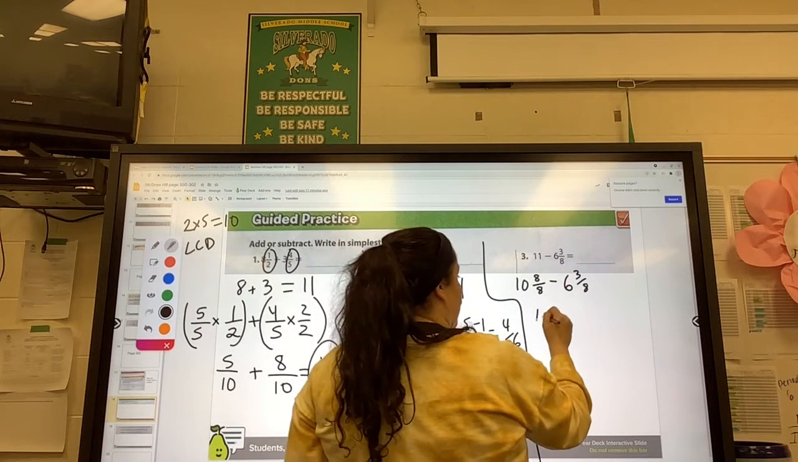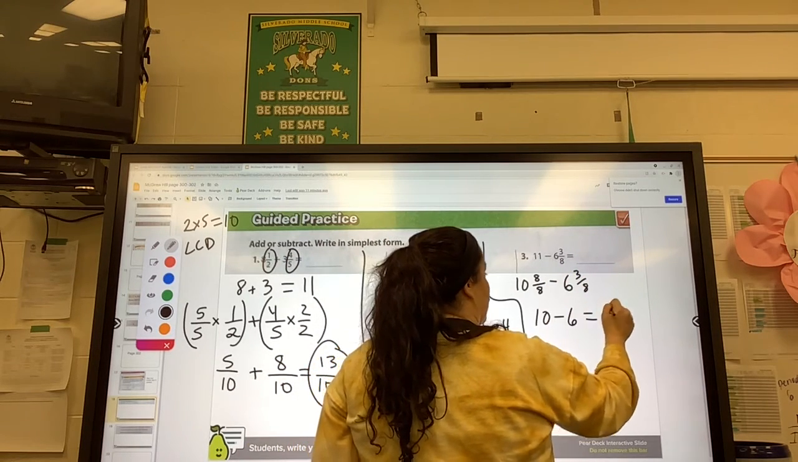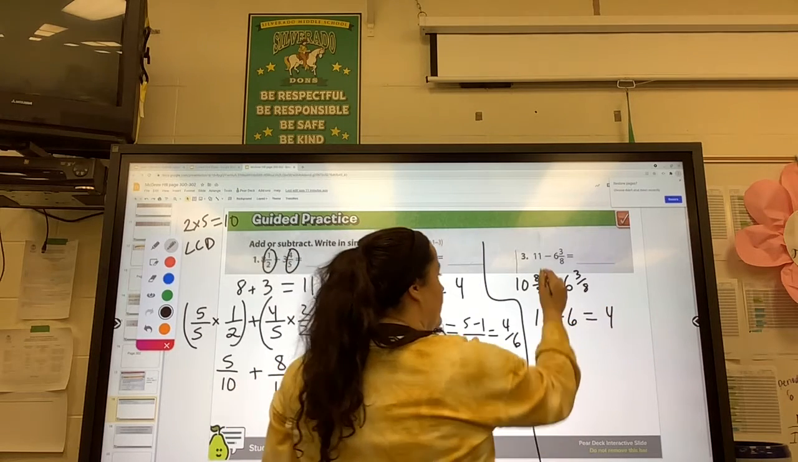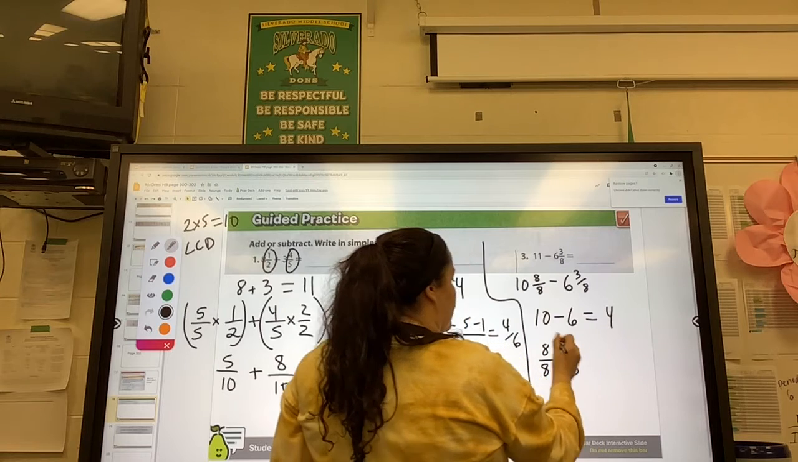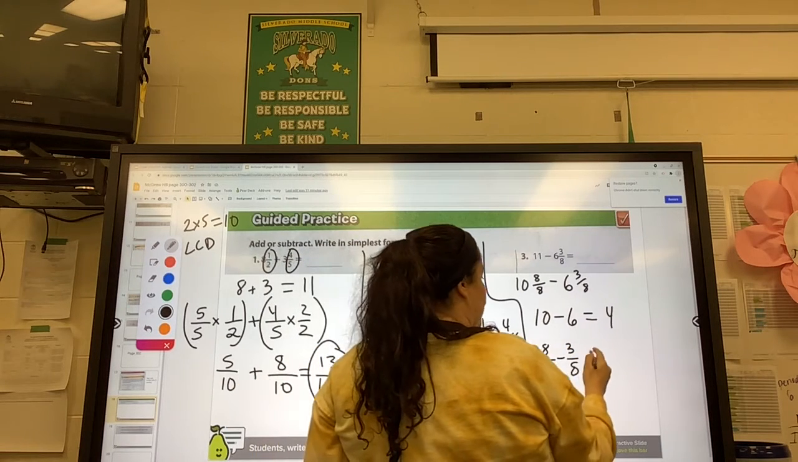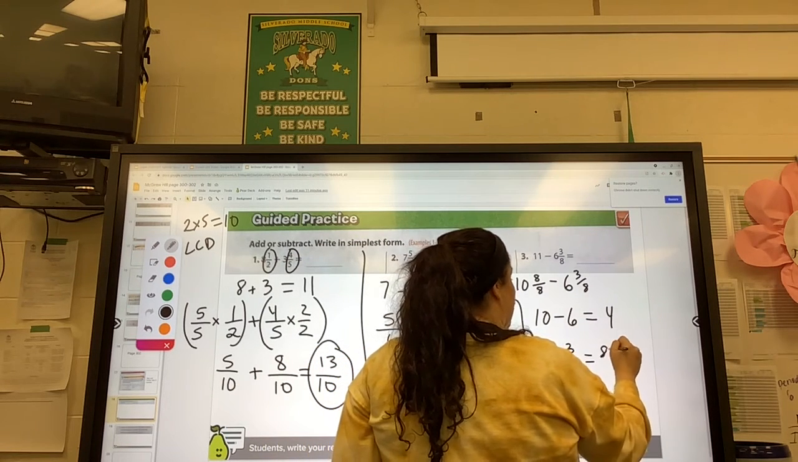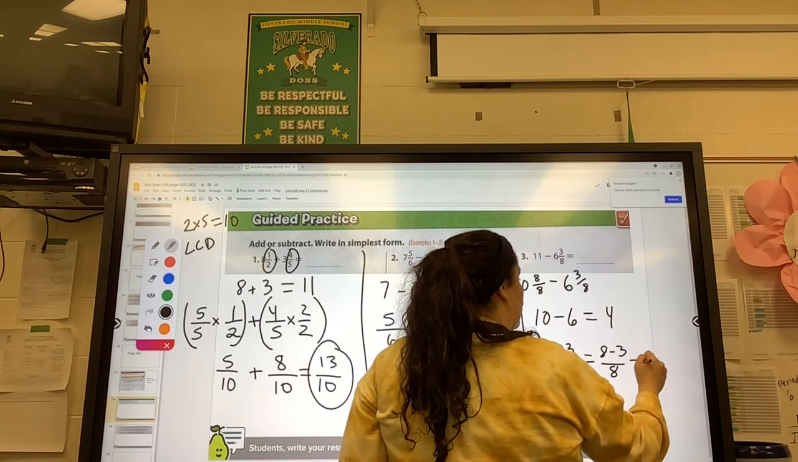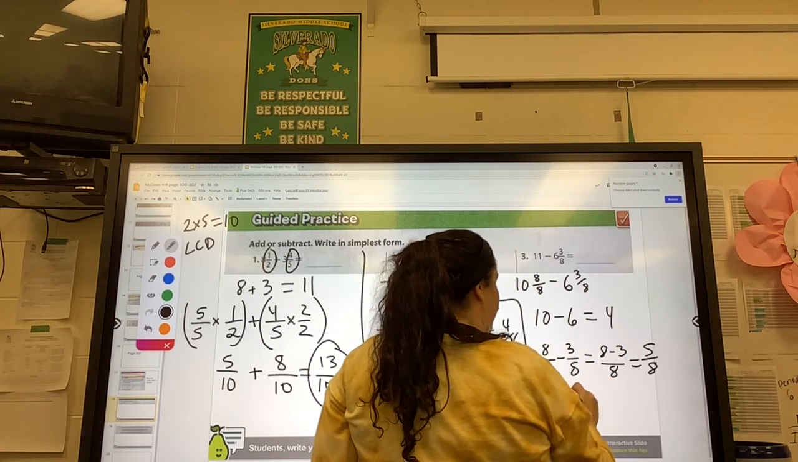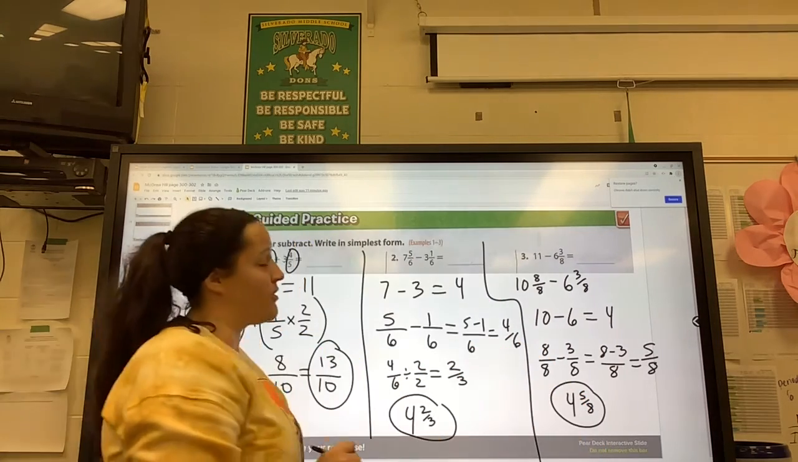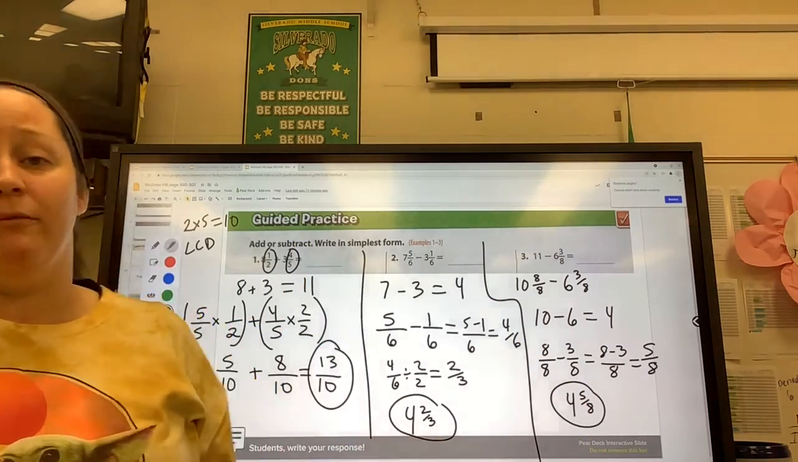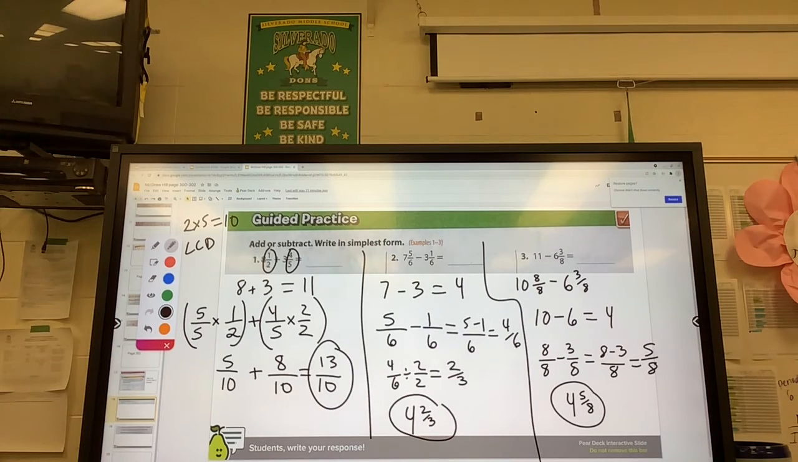So let's subtract the parts. Whole numbers, 10 minus 6 is 4, and look. Subtracting the fractions, 8 over 8 minus 3 over 8 is 8 minus 3 over 8, 5 over 8. And your answer would be 4 and 5/8. You would get the same answer. I suggest that you try to get that same answer by converting to improper fractions, but that's what you get.